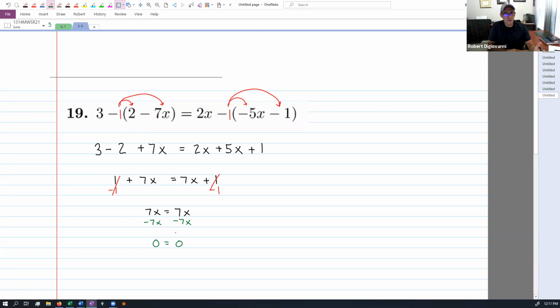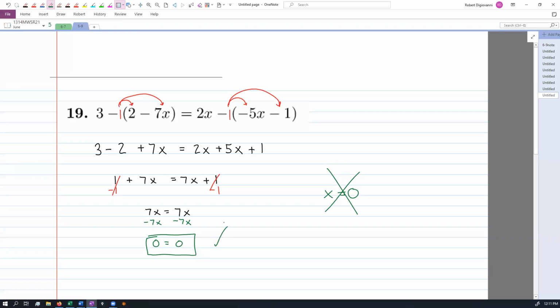Where'd the x go, right? The x is gone. We're not saying that our answer is 0, are we? We're not saying x equals 0. This is a weird equation. This is the first time this has happened, where we got, at the end of the day, an equation that says 0 equals 0. Now, let me ask you, Katrina, is 0 equal to 0? Yes. It is, right?